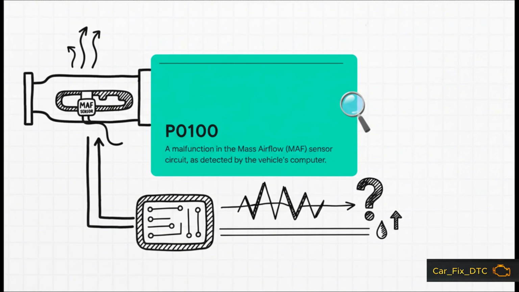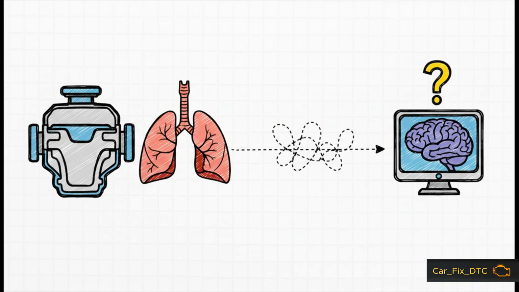And this is a big deal because the computer needs that info to figure out the perfect air-fuel mix to keep your engine happy. Here's a super simple way to picture it. Think of your engine's MAF sensor as its lungs. It's literally telling the car's computer exactly how much air it's breathing in at any given moment. So a P0100 code? That's the brain getting totally mixed signals about those breaths. And that confusion, well, that's what's causing all those annoying performance issues.